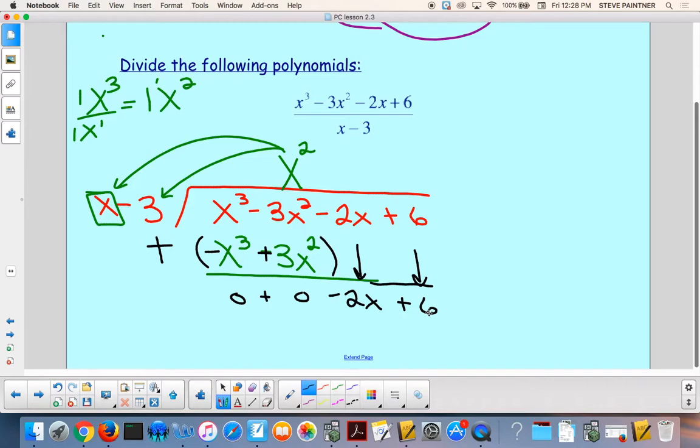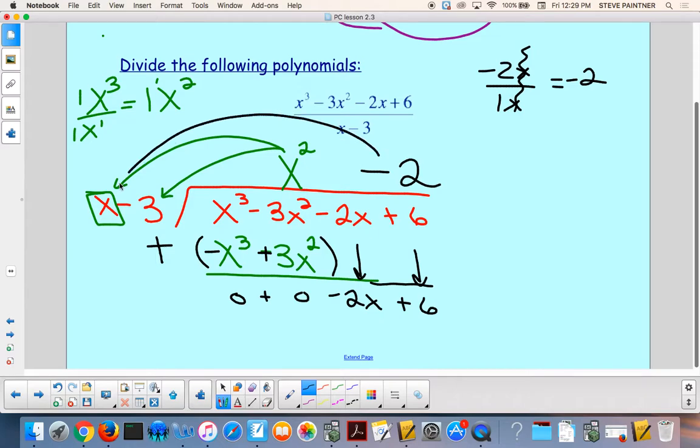Now, you only care about this term, x, right? How many times will x go into that term, negative 2x? Well, 1 goes into negative 2 times. How about these x's? Okay, so the answer is negative 2. Should I put it above the x term or the constant? Constant, because it's a constant. So minus 2. All right. Now what?